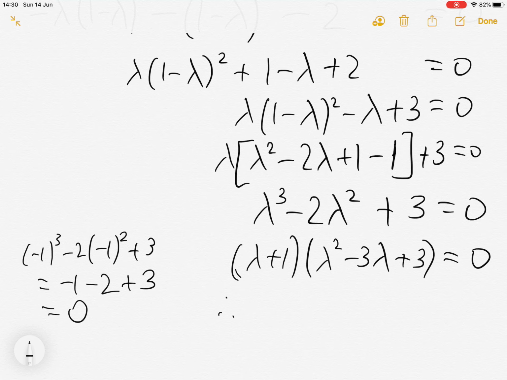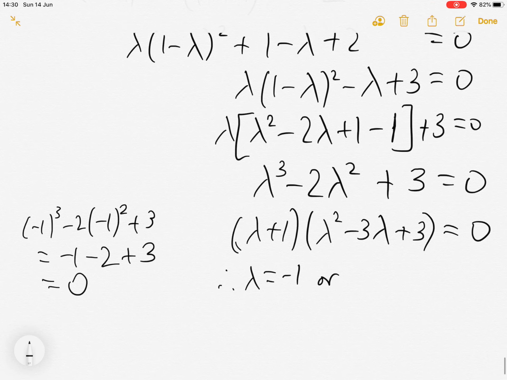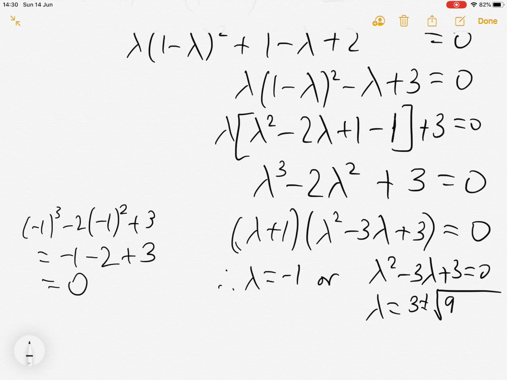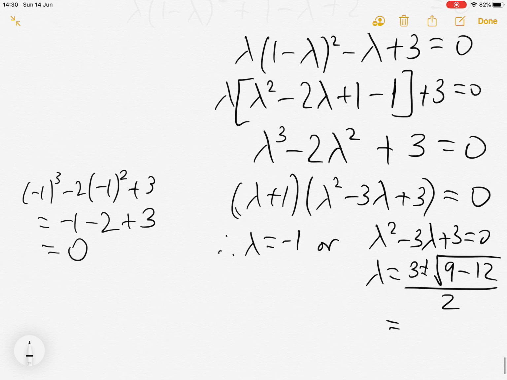So we get, therefore, lambda is minus 1, or this thing is 0, which gives us, let's just use the formula. Lambda is 3 plus minus root 3 squared, that's 9, minus 12, over 2. So we see we get complex eigenvalues here. We get 3 plus minus i root 3 over 2. So here are the 3 eigenvalues.